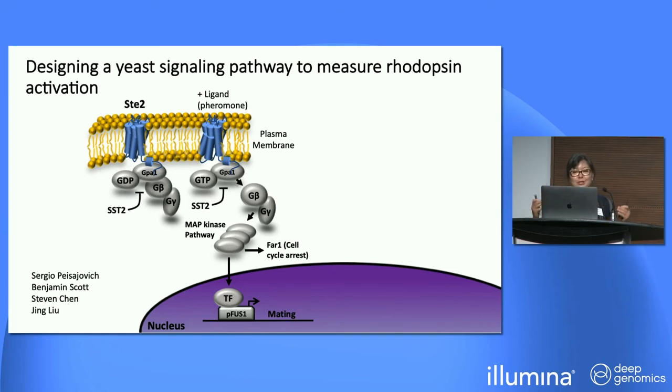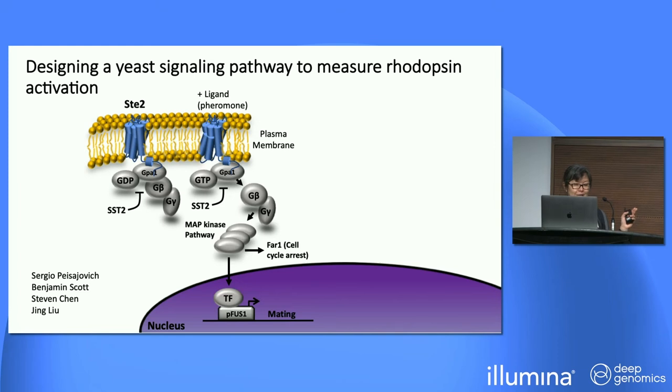This whole line of research in my lab was the result of an inspired collaboration with Sergio Pejcevic, formerly at University of Toronto and now at Illumina, and two super talented students, Ben Scott, who is a graduate student, and Stephen, who was an undergrad at the time. Stephen and Jing, who is now an undergraduate, both have posters at this meeting, so I strongly encourage you to go and see them.